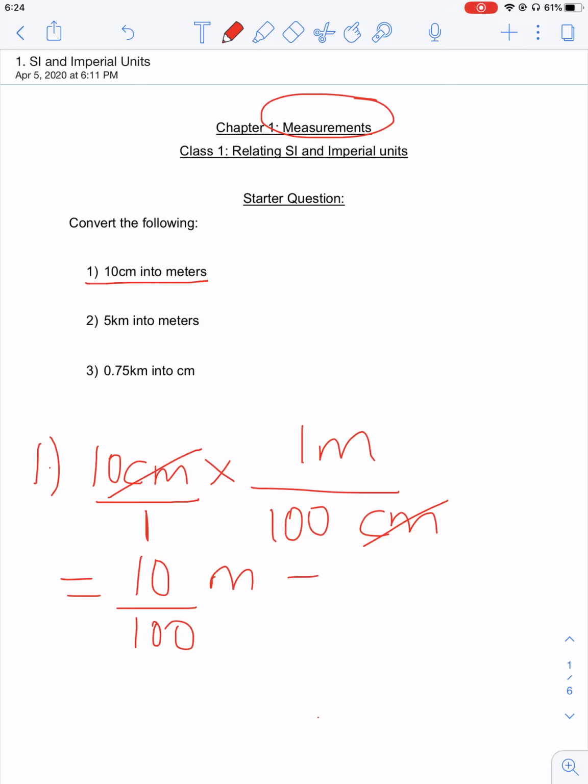And when you divide 10 by 100, you get 0.1 meters. Okay, so that's one way of doing a question like this. Now, for question 2, same thing. You have 5 kilometers. You want to change this into meters, right?